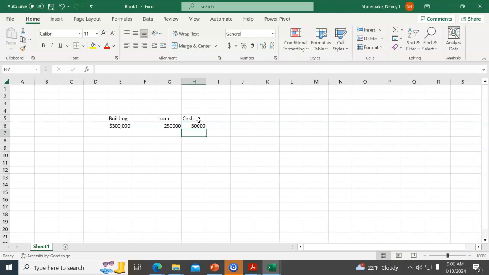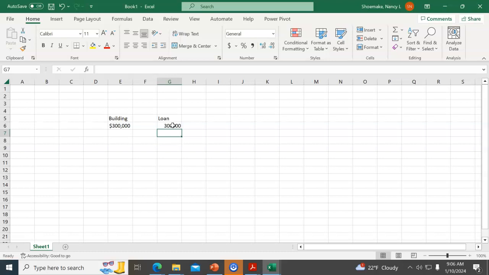Okay? So, instead of confusing you right now, let's just say I had to borrow the whole $300,000, just to keep it simple for you. Do you see why assets equal liabilities plus stockholders' equity? Because to purchase this building, how did I purchase it? All alone.